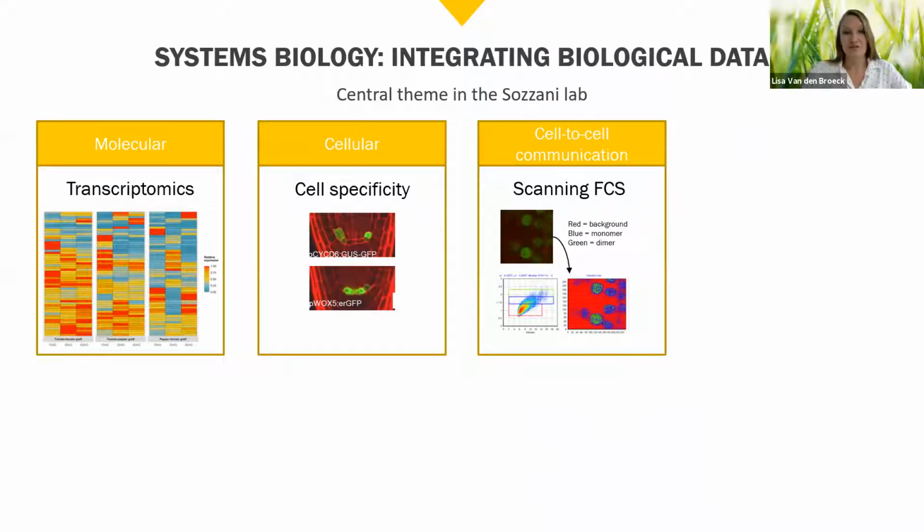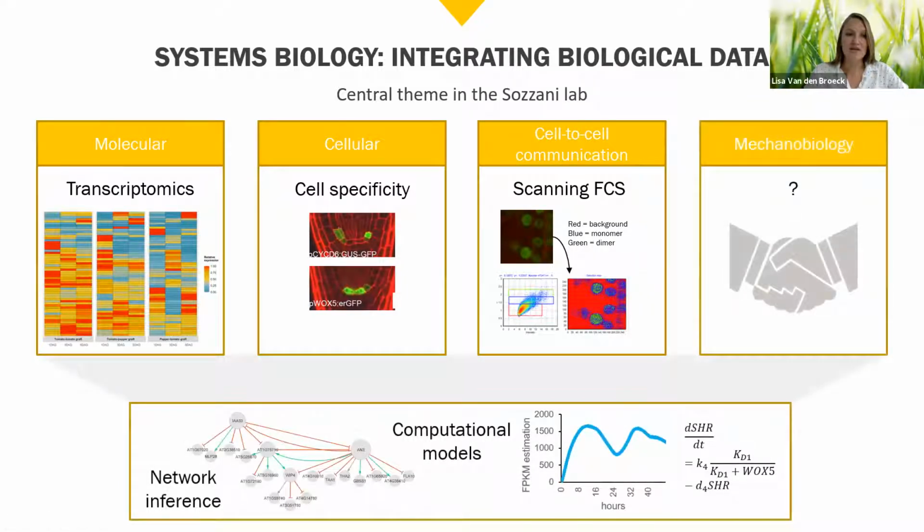Plant growth and development are very complex, as I mentioned, and dynamic, and they need a multi-scale and multidisciplinary approach to identify the different players that are involved in their regulation. In our lab, we study plant growth on a molecular scale through, for example, transcriptomics, and on a cellular scale through phenotyping and reporter lines that integrate cell specificity. We also make the connection between the molecular and cellular scale by studying cell-to-cell communication through scanning fluorescence correlation spectroscopy, which can quantify the movement of proteins between the different cell types. The integration of all this biological data through computational models is the central theme in the Cezanne lab.